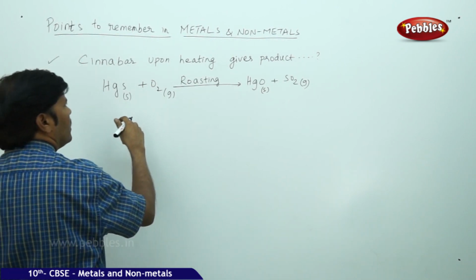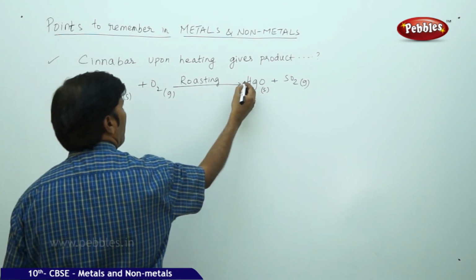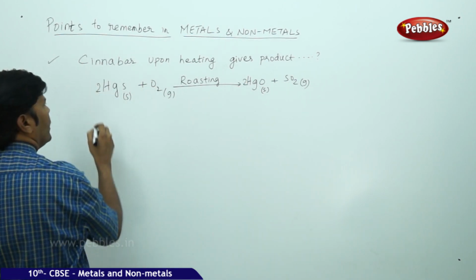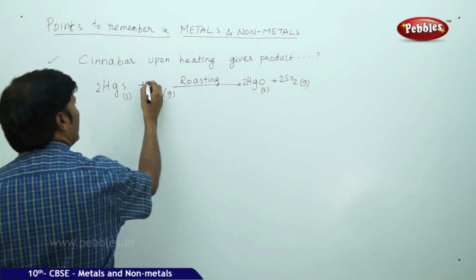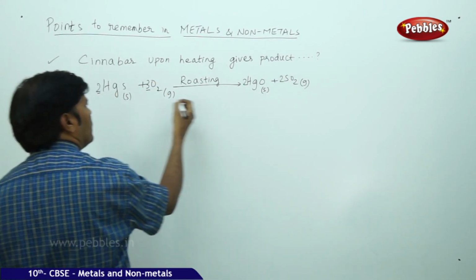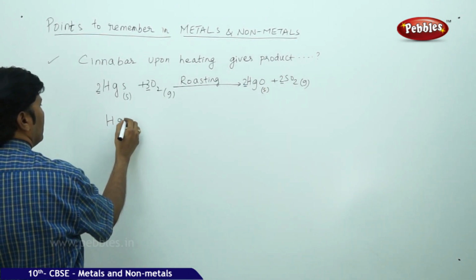So here to balance the equation, if you take 2 over here and 2 over here, the number of sulfurs is 2. So take 2 over here and take 3 over here. These are the molar coefficients. And take this mercuric oxide.